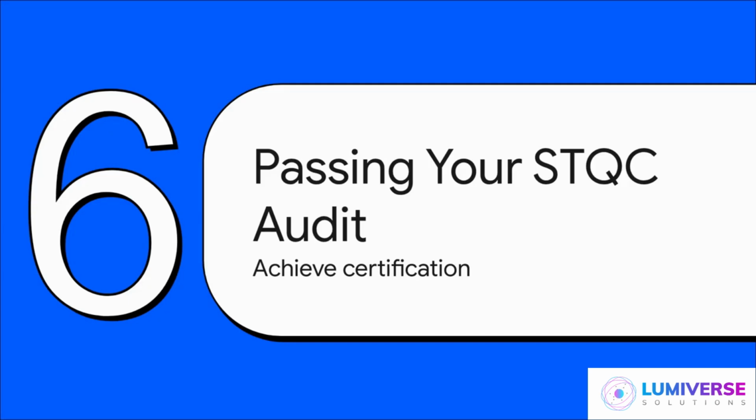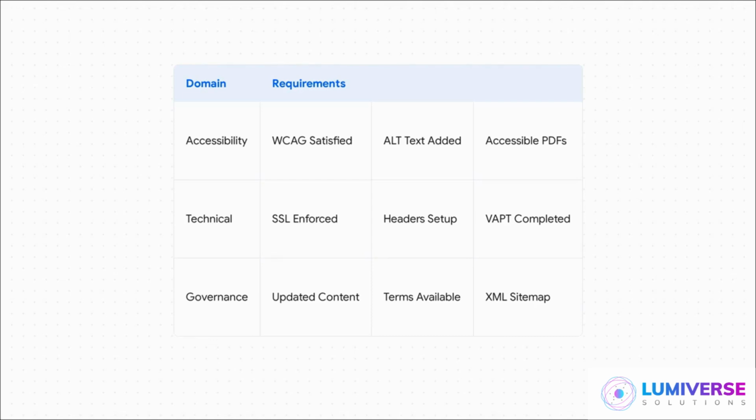Finally, Section 6. Passing your STQC audit and achieving certification. Think of this framework as your ultimate pre-flight checklist. Before you even think about submitting an application for official STQC certification, you need to ensure this self-assessment baseline is fully satisfied. GIGW provides this compliance framework, and STQC conducts the actual certification based on it. If your accessibility, technical security, and governance aren't all showing green across the board, do not schedule your audit yet.